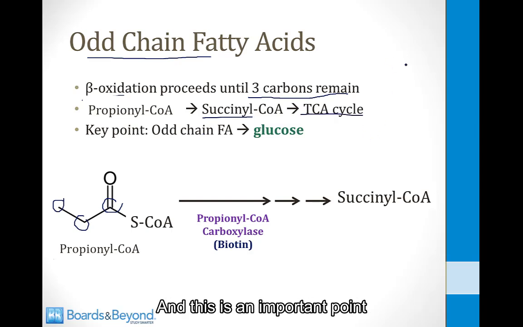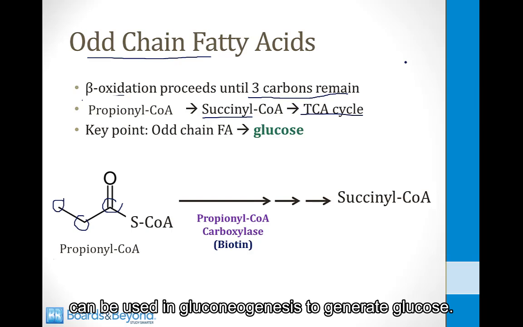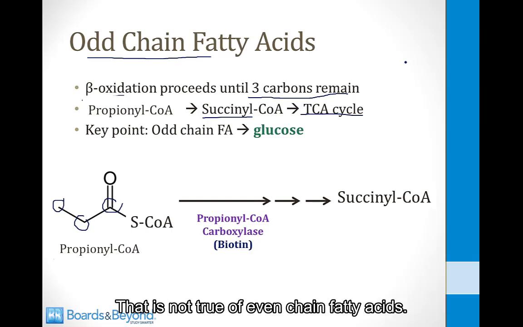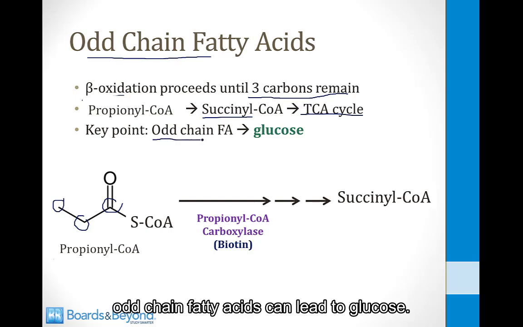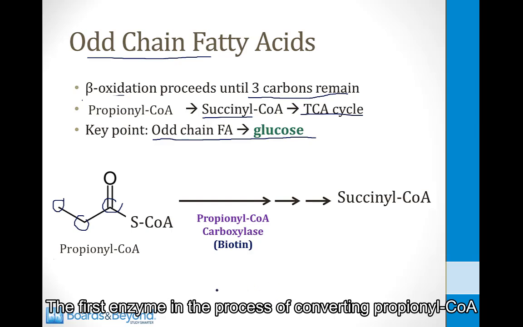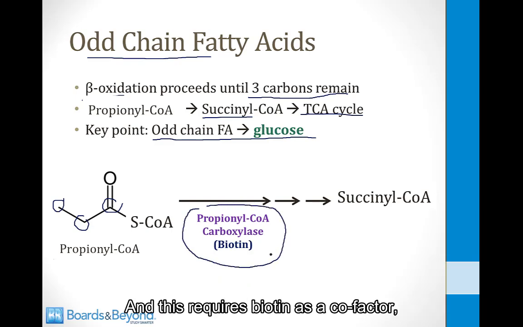And this is an important point because what this means is that odd-chain fatty acids can be used in gluconeogenesis to generate glucose. That is not true of even-chain fatty acids. They are metabolized to acetyl-CoA, which can enter the TCA cycle for energy, but cannot be used to generate glucose. And I've summarized that point here. Odd-chain fatty acids can lead to glucose. The first enzyme in the process of converting propionyl-CoA to succinyl-CoA is called propionyl-CoA carboxylase, and this requires biotin as a cofactor, just like all carboxylase enzymes.